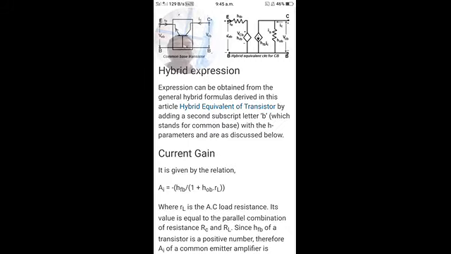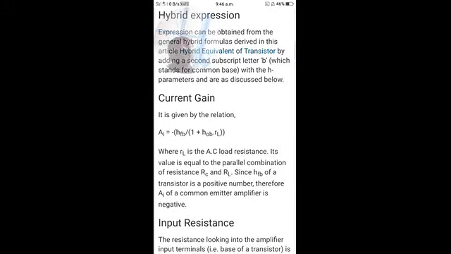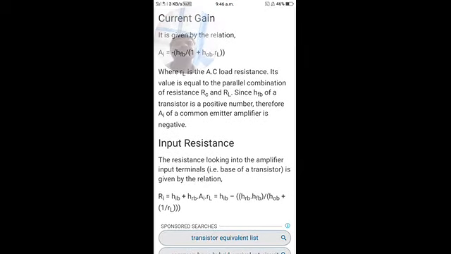AI is equal to minus hfb by 1 plus hob into RL, where RL is the AC load resistance. Its value is equal to the parallel combination of resistances Rc and RL. Since hfb of a transistor is a negative number, therefore the current gain of the common base is positive.